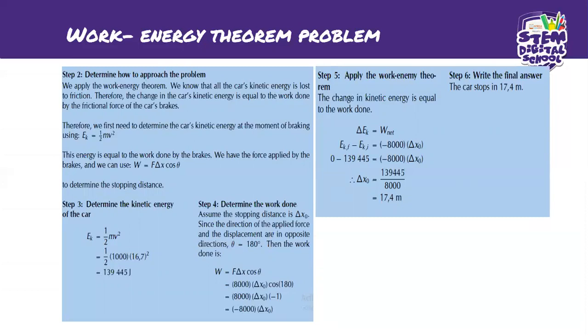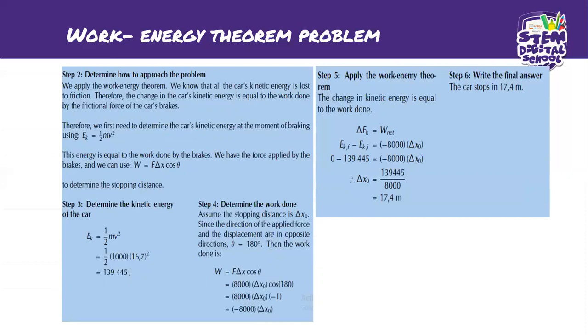Therefore, we first need to determine the car's kinetic energy at the moment they use the brake, and that's going to be EK is equal to half mv squared. This energy is equal to the work done by the brakes. We have the force applied by the brakes, and we can use work is equal to F Δx cos θ. Okay, and what are we looking for? We're looking for this one here. So we can try and get all that we need on both sides in order for us to get the Δx.